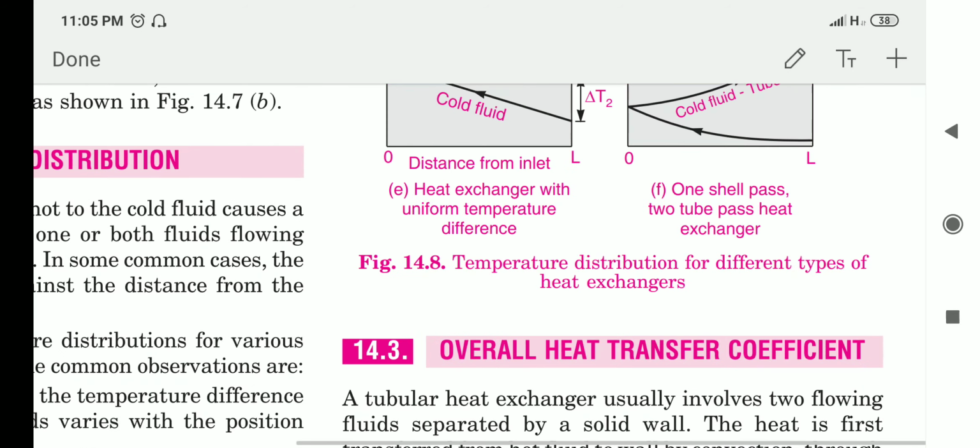Okay. So with that we'll conclude the first session of heat exchanger. I was a bit fast in explaining. Why? Because this you have to study from the notes which I have already given.